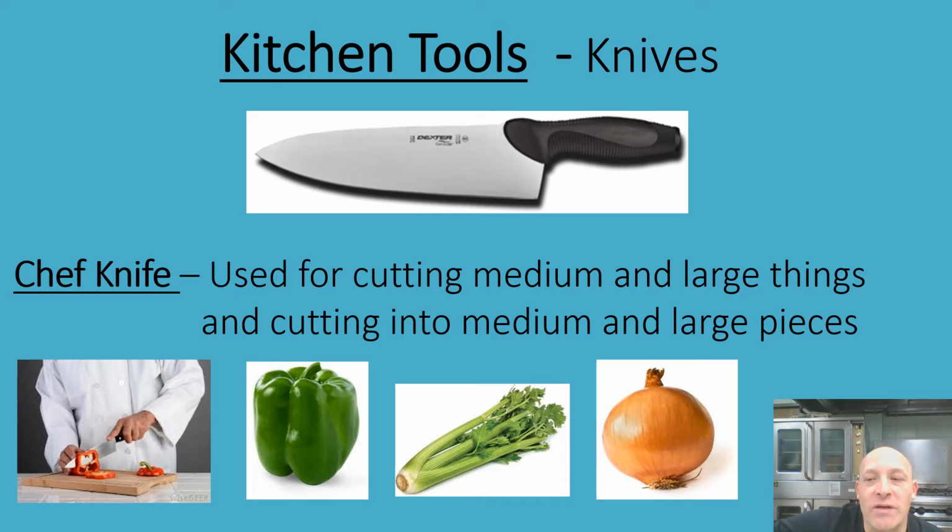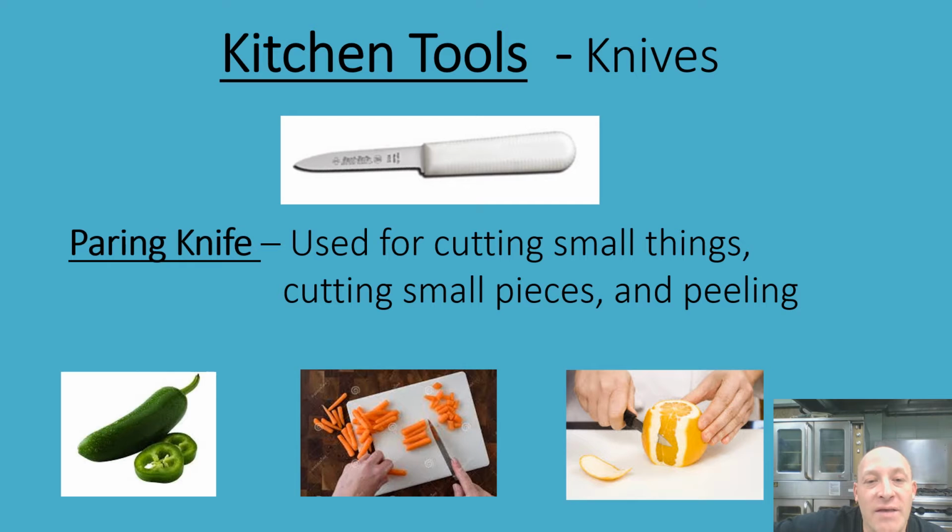The first tool is the most common tool that's used in a kitchen, and they are knives. There are different types of knives. This is called a chef knife. It's used for cutting things that are medium and large in size and cutting them into medium and large pieces. This is a paring knife. It's a small knife. It's used to cut small things, cut them into small pieces, and sometimes even used for peeling things.